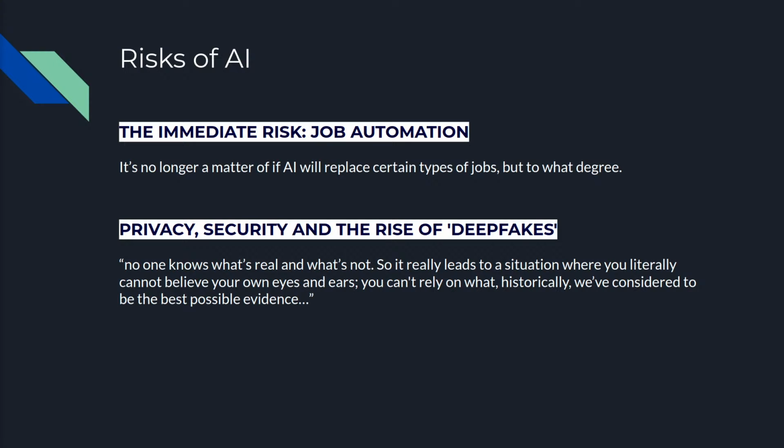So this kind of replacement is the most immediate risk that people voice out. The other risks of AI: people ask, what about privacy, security, and the rise of deepfakes? What are deepfakes, by the way? They are when we pass the uncanny valley, the point where we cannot differentiate whether it's an AI or a human, whether it's something created or something real. As it's written over there, no one knows what's real and what's not. So it really leads to a situation where you literally cannot believe your own eyes and ears.